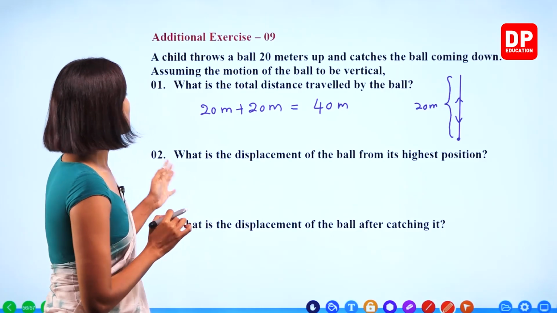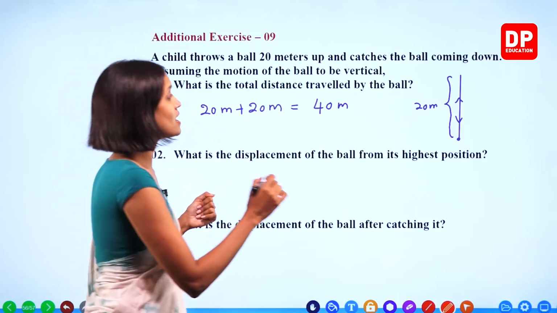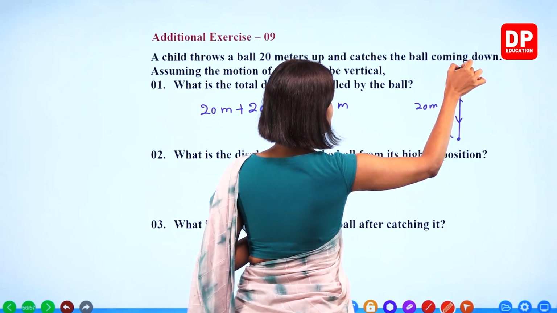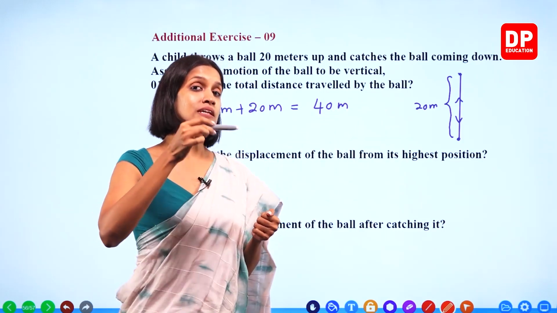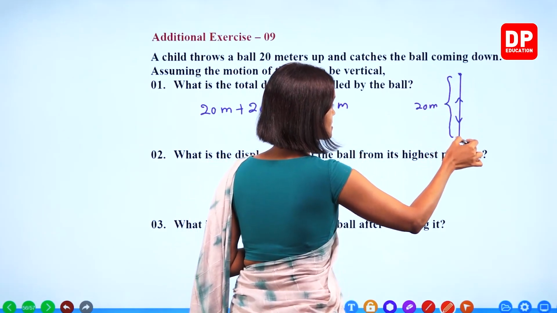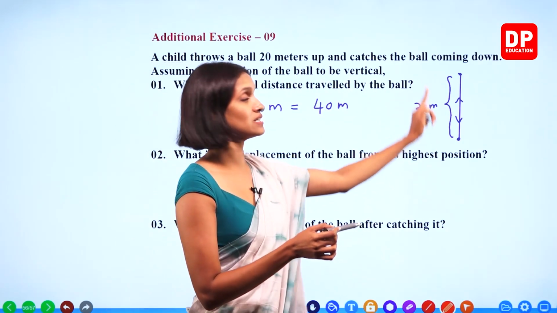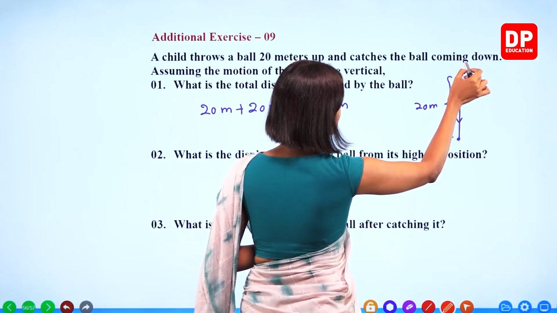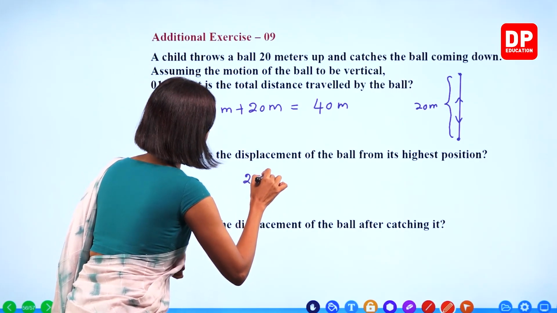Right, children? What is the displacement of the ball from its highest position? What is the highest position after throwing it up? This is the highest position. If you consider this highest position, what is the displacement? Displacement means the linear length between the start and the end. If you consider this highest position, this is the start, this is the end. So if you consider the motion is vertical in a straight line, what is the displacement? That is also 20 meters. Okay, that is also 20 meters.